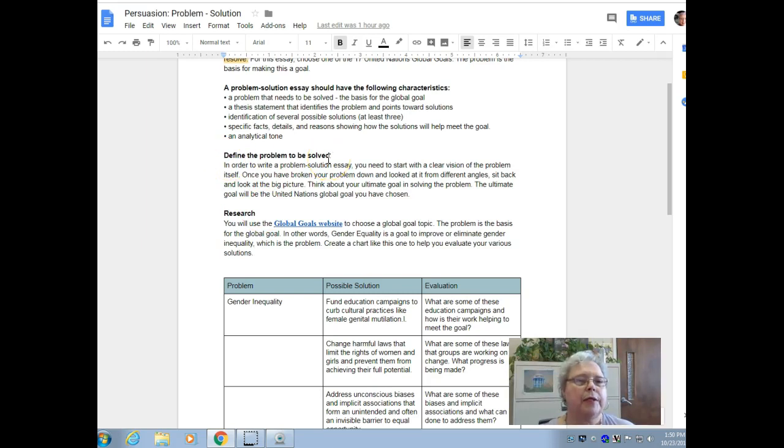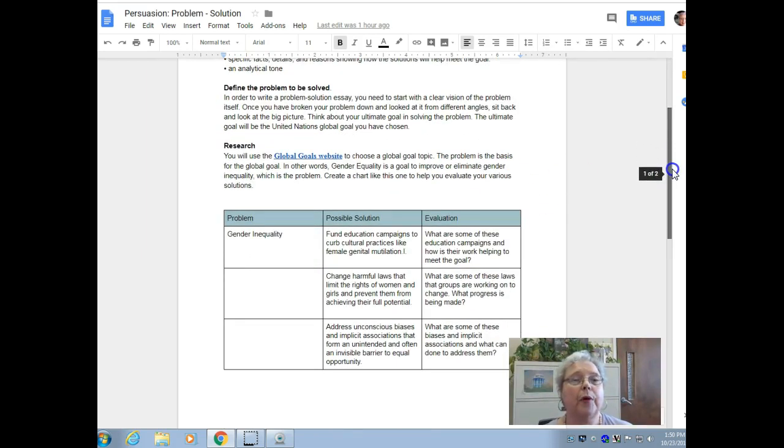Define the problem to be solved. In order to write a problem solution essay, you need to start with a clear vision of the problem itself. And once you've broken your problem down and looked at it from different angles, sit back and look at the big picture. Think about your ultimate goal in solving the problem, and the ultimate goal will be the United Nations global goal that you have chosen. So you need to be familiar with the underlying problem that this goal is set to resolve.